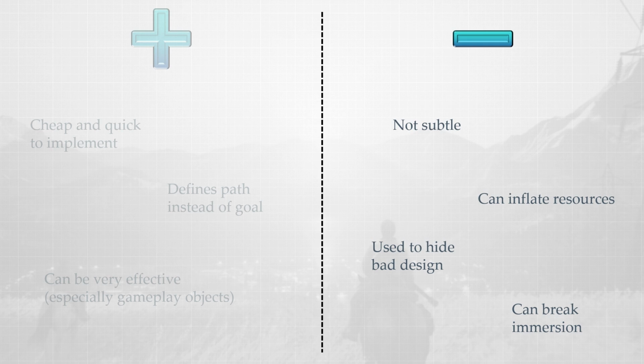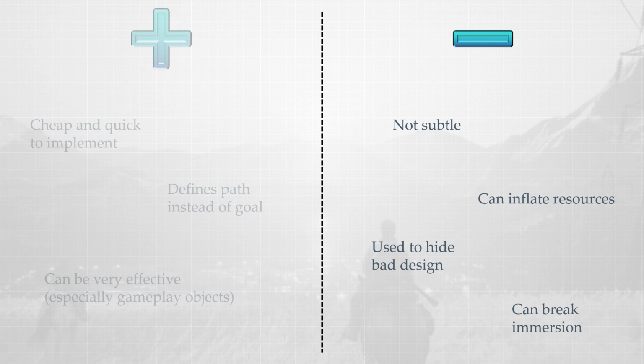Because breadcrumbs are cheap and quick to implement, you can add them late in development to hide bad design. So when you have a fundamental problem with the player guidance in your level, breadcrumbs usually do the trick of covering up the problem. But of course, it's more of a workaround and the fundamental problem still exists. And lastly, if you don't do it correctly, breadcrumbs can really break the immersion.